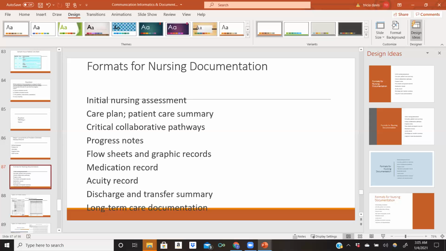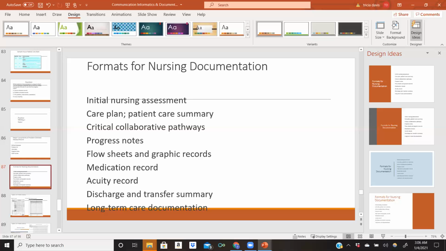You have your patient care summary. This contains an overview of valuable patient information, such as your documentation, lab results, test results, doctor's orders, and medications. You have what we call critical collaborative pathways, in which the case management plan is very detailed. It's a standardized care plan that is developed for a patient population with certain designated diagnoses or procedures. It includes expected outcomes, a list of interventions to be performed, and the sequence and timing for those interventions.